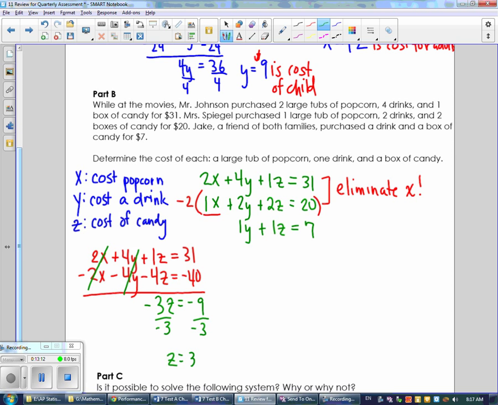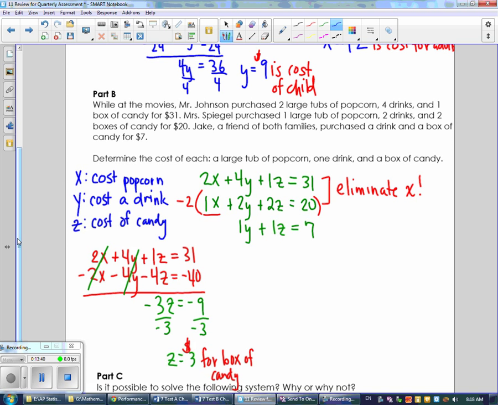And remember, let's go ahead and just put this back into the context of the problem. 3 corresponds to the cost of candy. So it's $3 for a box of candy. And now that I know that, which equation do I want to plug that into? Why don't you press pause and try figuring out the rest of the solution on your own? Otherwise, keep watching.